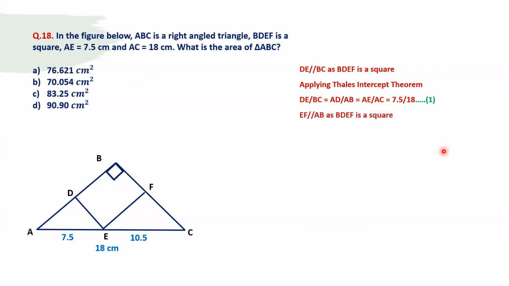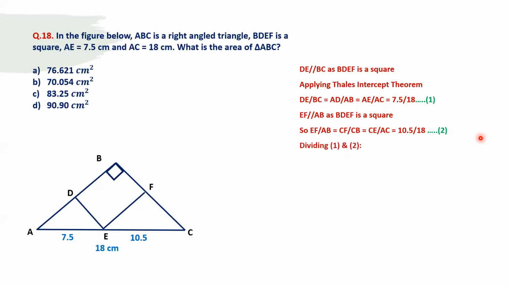Now EF is parallel to AB. So EF is parallel to AB, again because this is a square. So again, we'll apply Thales intercept theorem in this particular triangle, right? Thales intercept theorem says EF divided by AB is equal to CF divided by CB, which is equal to CE divided by AC. And CE is 10.5, AC is 18. So 10.5 by 18. So this becomes equation number 2.